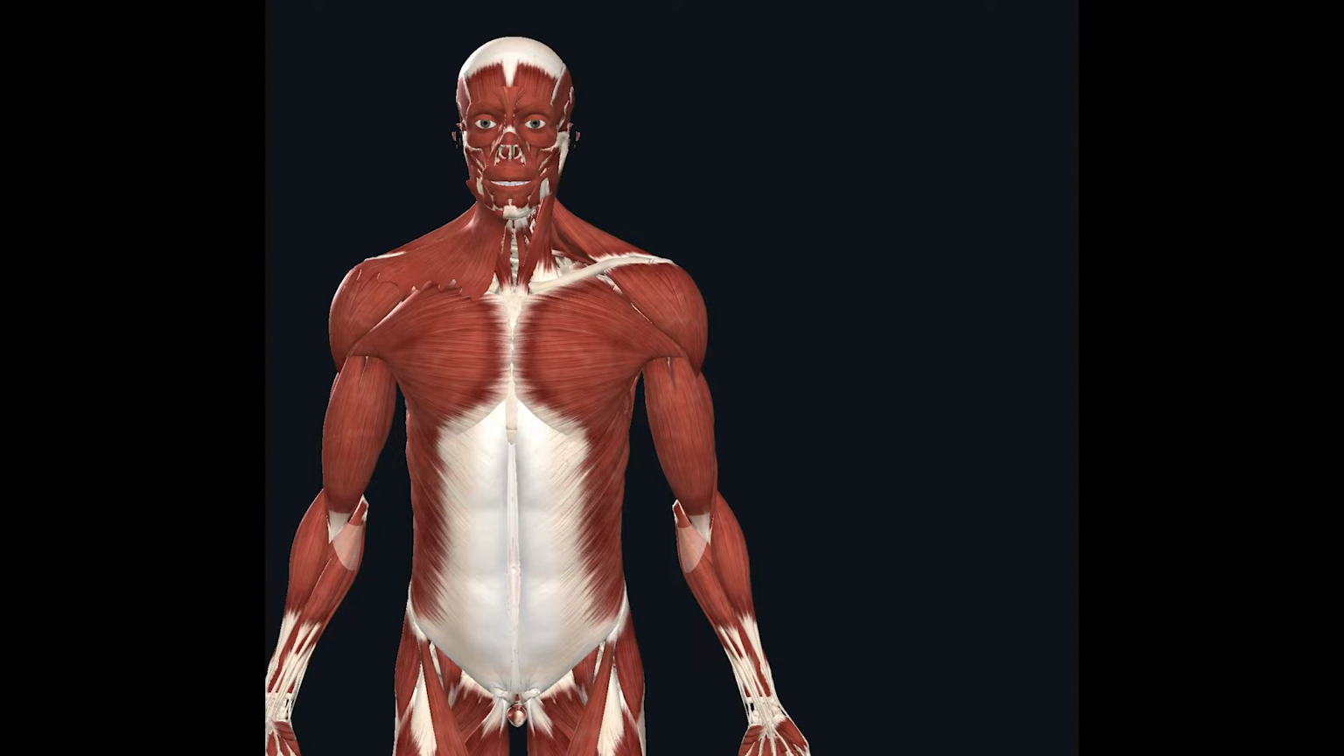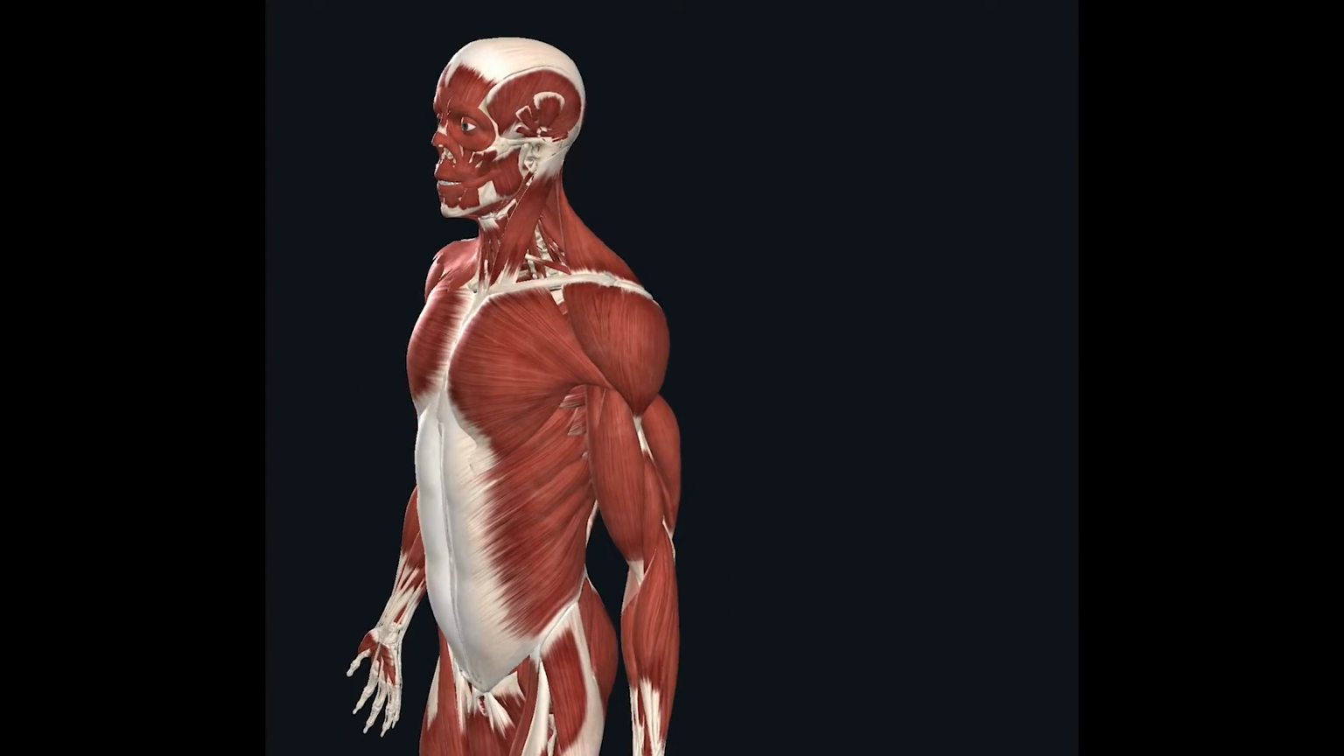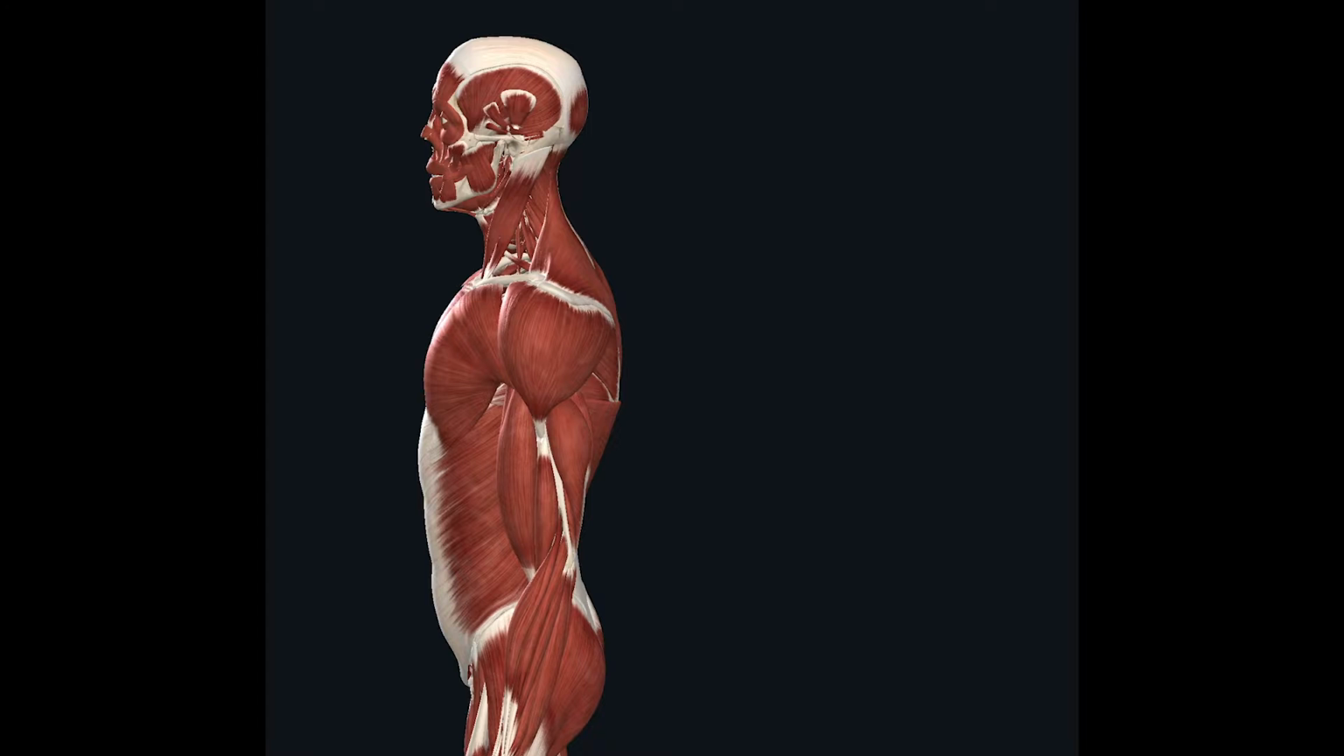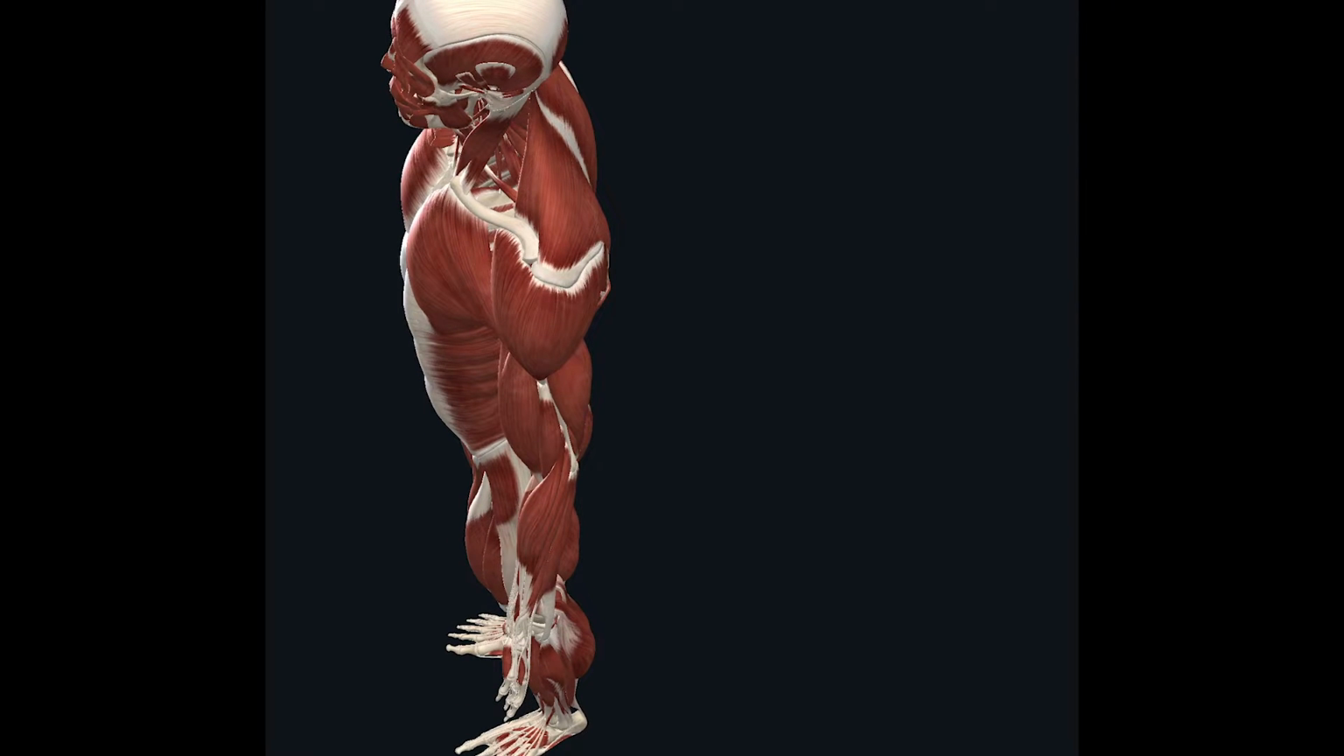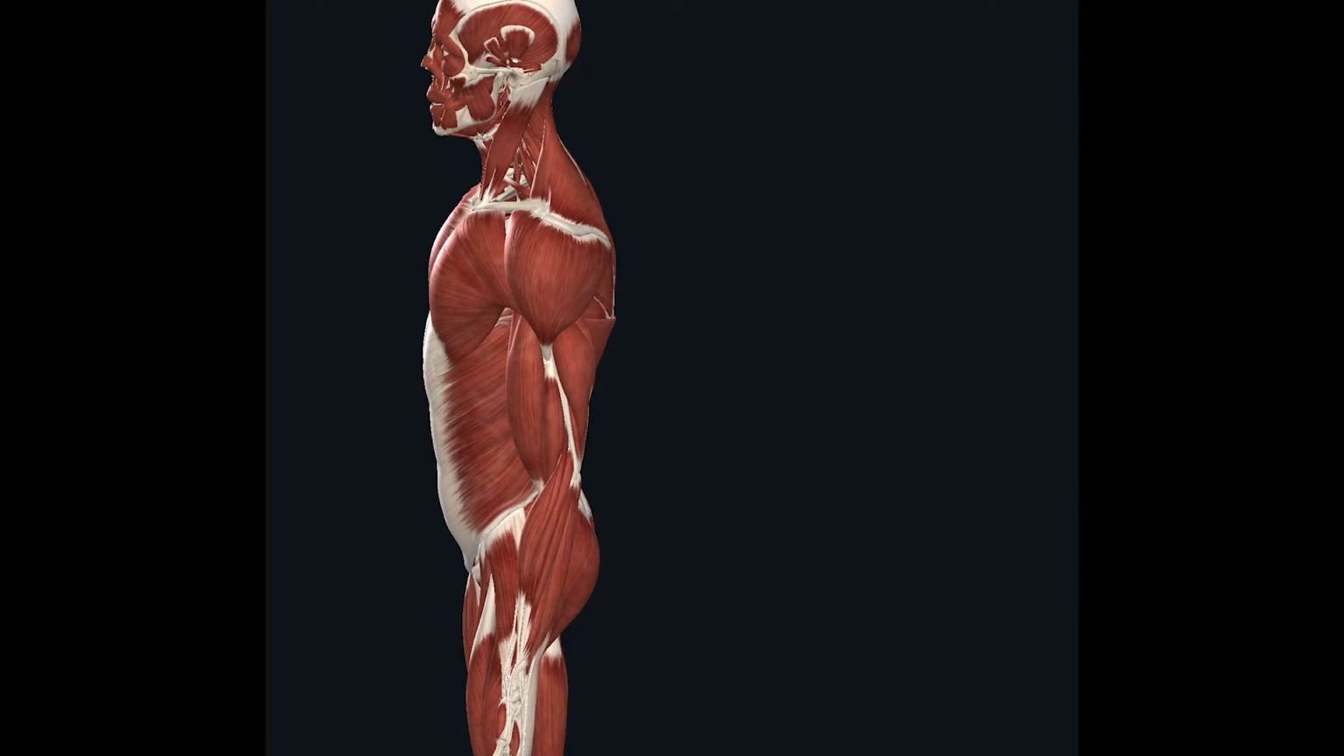The next big power muscle is the deltoid. And the deltoid is this triangular shaped muscle on the shoulder. And its point of origin is all along the acromial end of the clavicle, the acromion, and then the spine of the scapula. And its insertion will be on the deltoid tuberosity of the humerus.